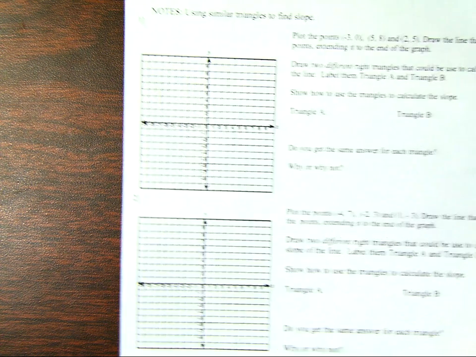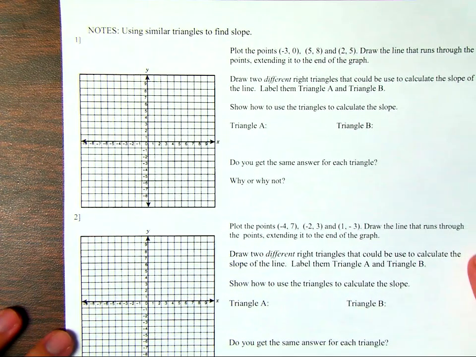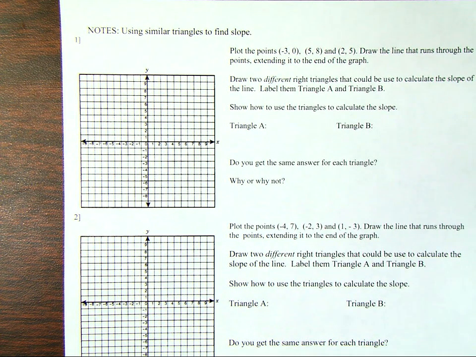Alright guys, today we're going to be looking at slope using what we call similar triangles. So we've already been using slope where we plot 2 points and we look at the constant rate of change, or the change in y over the change of x. And we were only looking at one triangle at a time, but now we're going to look at more than one and see what happens with our graphs.